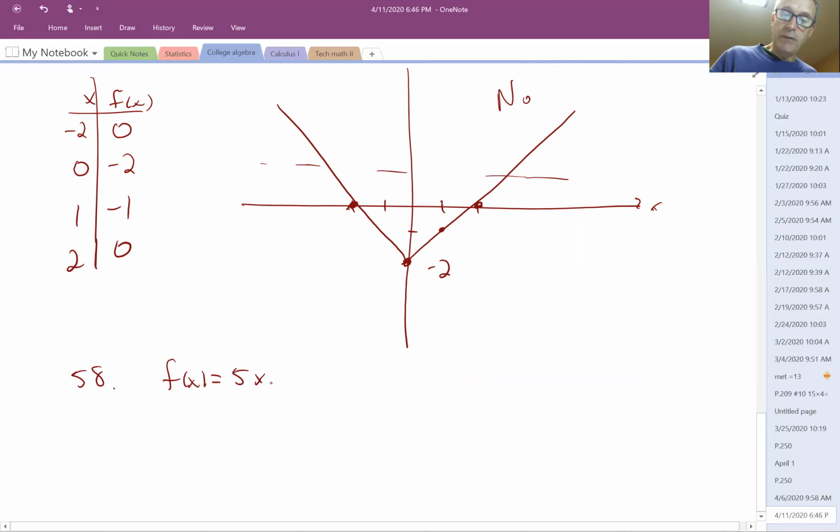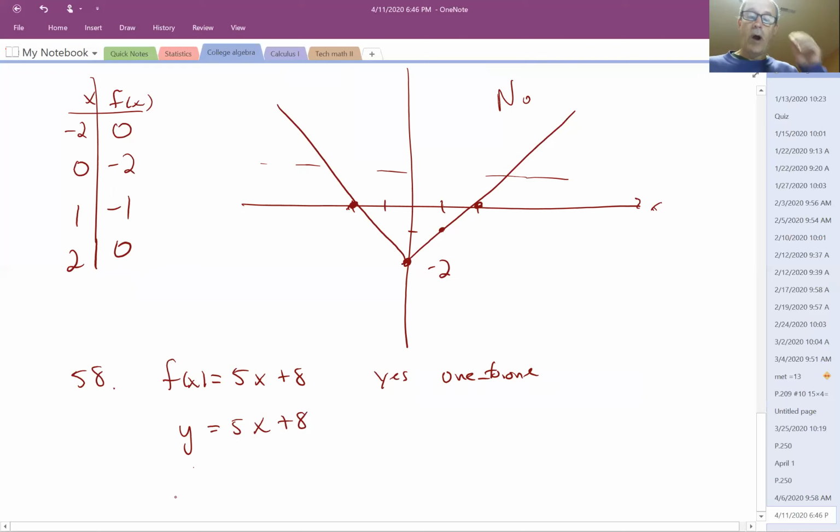Well, does this one pass the 1-to-1 test? Yes. It's just a line with slope 5, right? A straight line, right? Looks like that. Yes, 1-to-1. So it does have an inverse. They want you to find it.